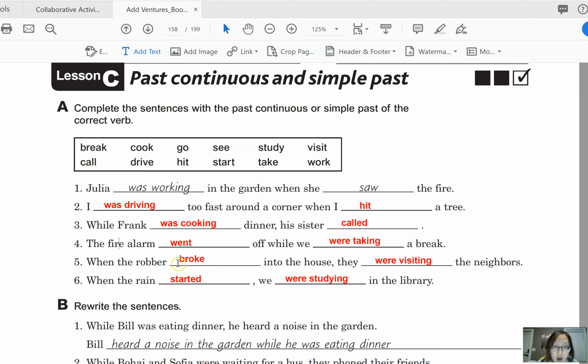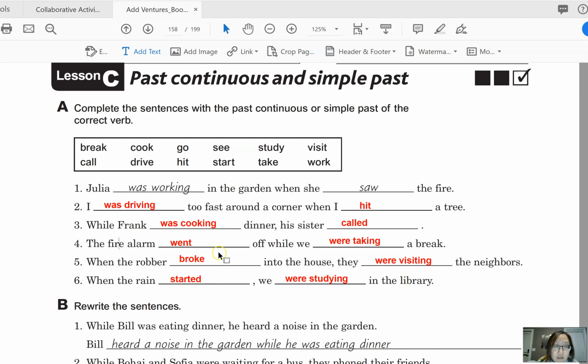Number 5, when the robber broke into the house, that's past tense because it's the interruption, the sudden activity. They were visiting the neighbors. This is the continuous activity. They were visiting, so past continuous. And then when the rain started, this is the sudden activity, sudden event, so we use when, and then past tense. We were studying in the library. This is the ongoing activity that was already happening.